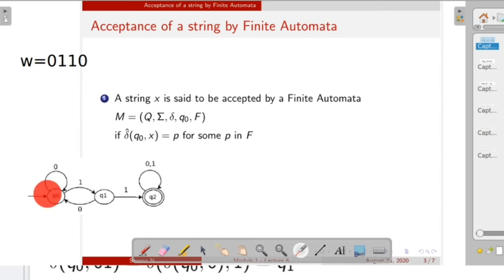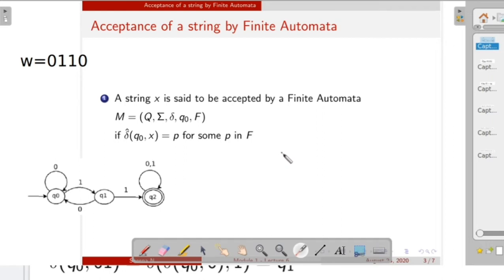That means we start from the initial state, process the entire given string, and finally we reach a final state. Then we can say that that string is accepted by the finite automata. So if you have the transition diagram, you can easily travel from the initial state and process all the symbols, and finally we reach a final state. We can say that the string is accepted by the finite automata.